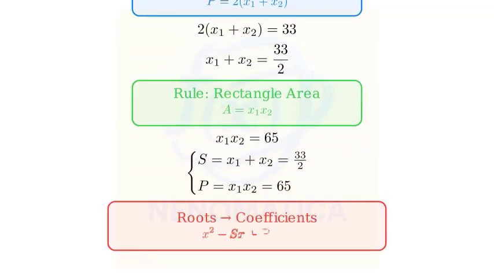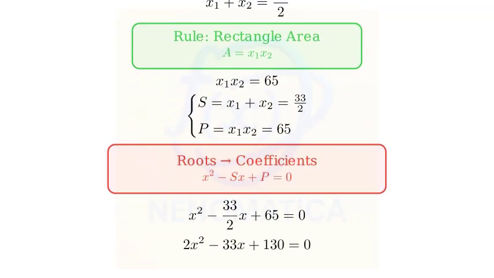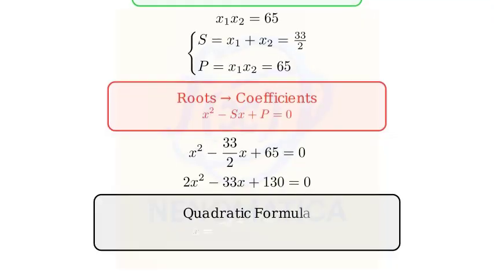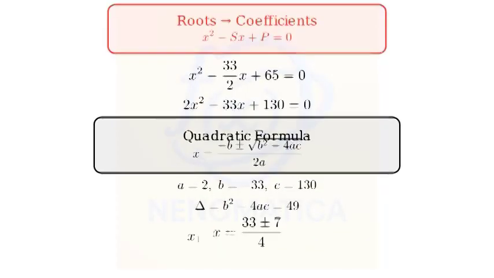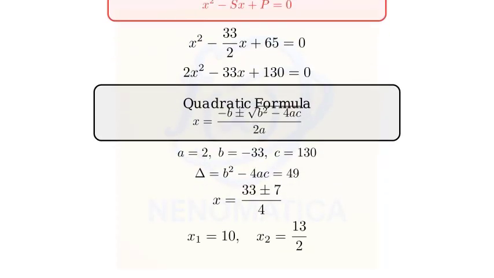Step 3. Build a quadratic with roots x sub 1 and x sub 2. The monic form is x squared minus sx plus p equals 0. Substituting S equals 33 over 2 and P equals 65 gives x squared minus 33 over 2 x plus 65 equals 0. To clear the fraction, multiply by 2 to get 2x squared minus 33x plus 130 equals 0. Step 4. Solve the quadratic using the quadratic formula. Here a equals 2, b equals negative 33, and c equals 130.